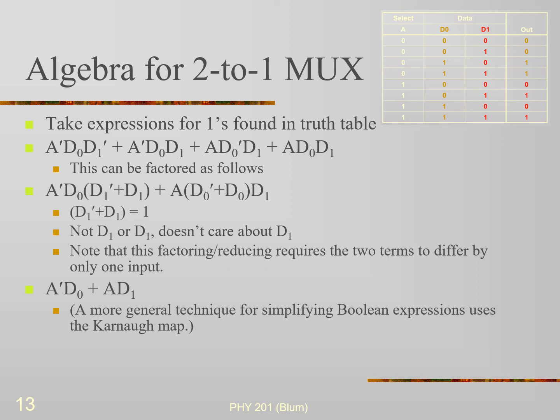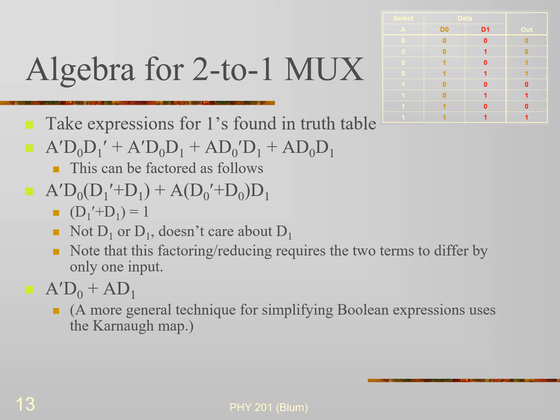And similarly, the third and fourth terms have A and D1 in common, and a D0 prime plus D0 factors out, and that is also 1. And so when we work it all down, we have A prime D0 plus A D1.